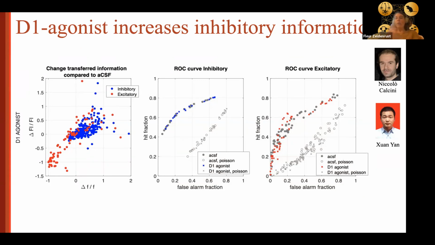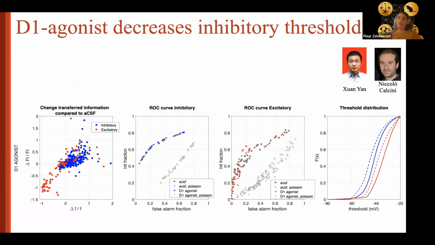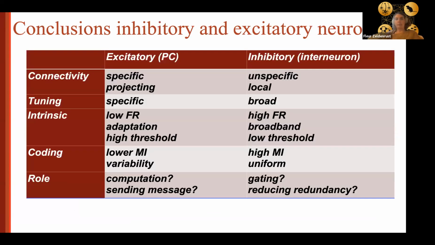So you see that in blue, the inhibitory neurons, with dopamine, increase their firing rate and increase their information transfer. Whereas excitatory neurons decrease their firing rate and information transfer. Although they're so spread out, it's kind of hard to tell. Then you also see that they increase the inhibitory threshold, as you can see on the rightmost figure.